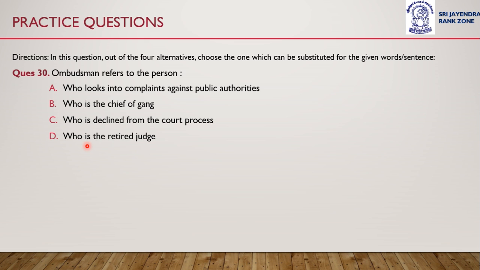Question number 30. Ombudsman refers to the person: option A, who looks into complaints against public authority; option B, who is the chief of a gang; option C, who is declined from the court process; option D, who is the retired judge.